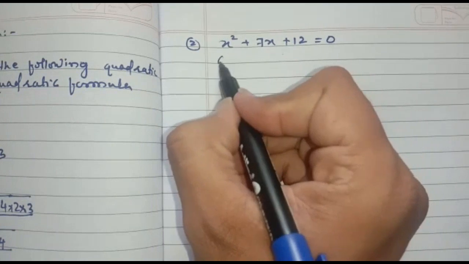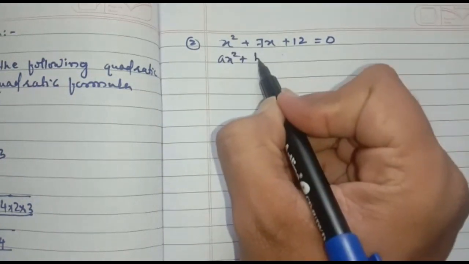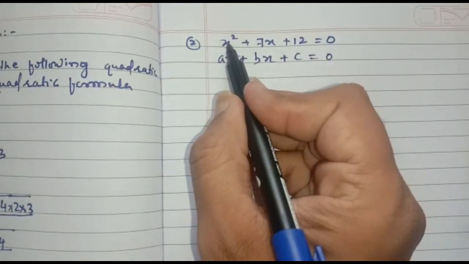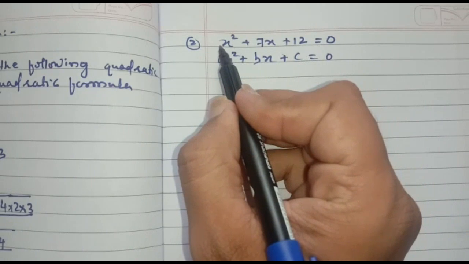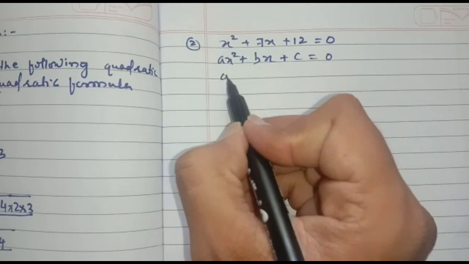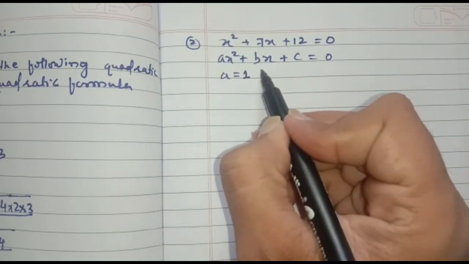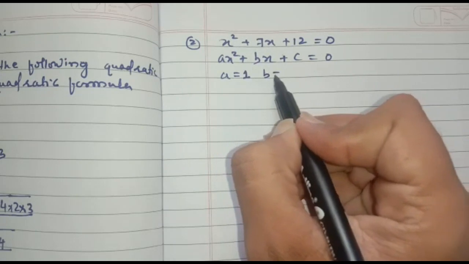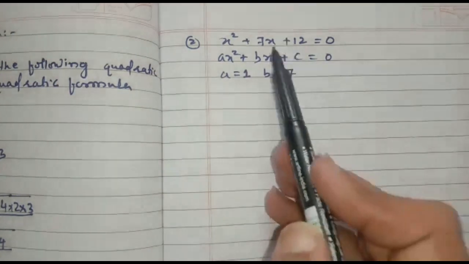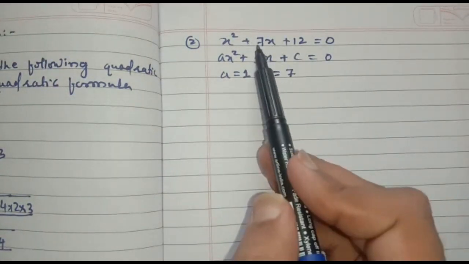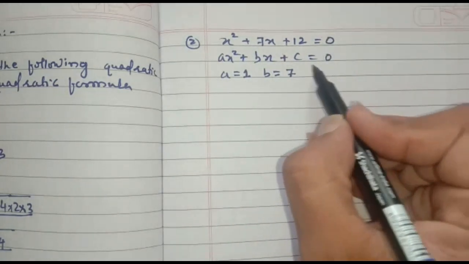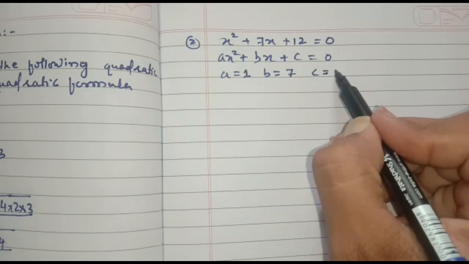First we have to compare with the standard form, ax square plus bx plus c is equal to 0. Now by comparing I can say the coefficient of x square is 1, student. If nothing is mentioned before the variable, then we have to consider it as 1. So a is equal to 1. Then the coefficient of x is 7, so b is equal to 7. In the previous problem the coefficient of x was minus 7, so we had taken b is equal to minus 7. Here it is plus 7, so we are taking b is equal to plus 7, and the value of c is 12.